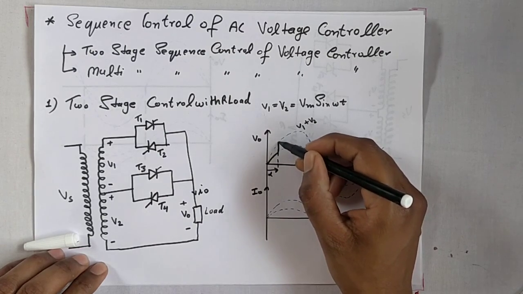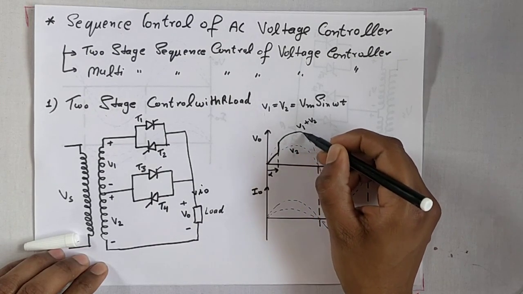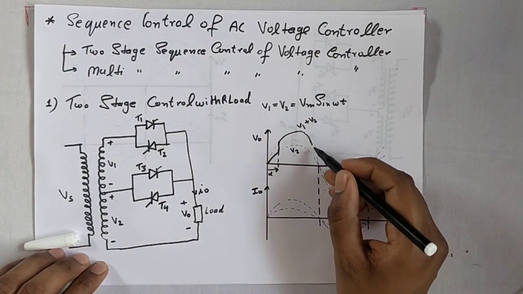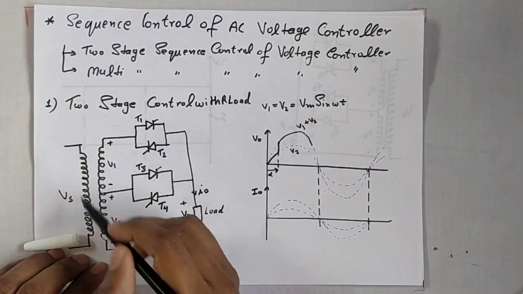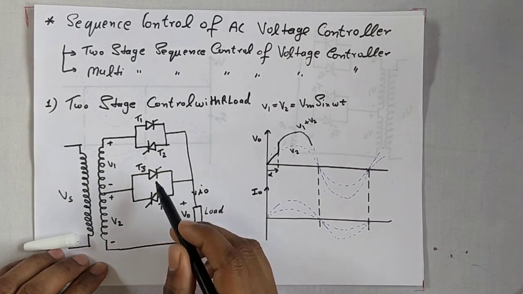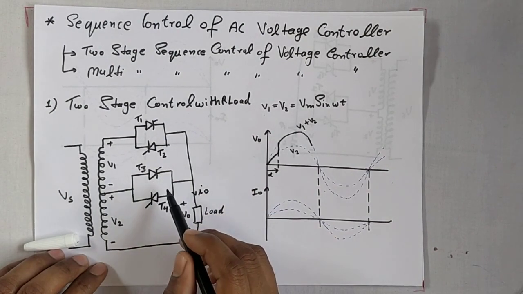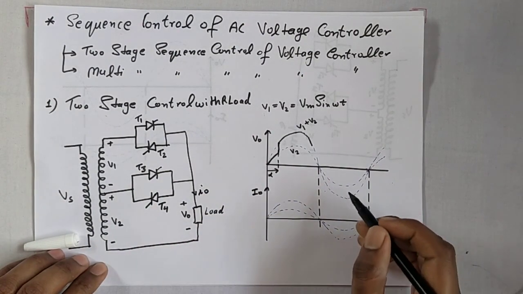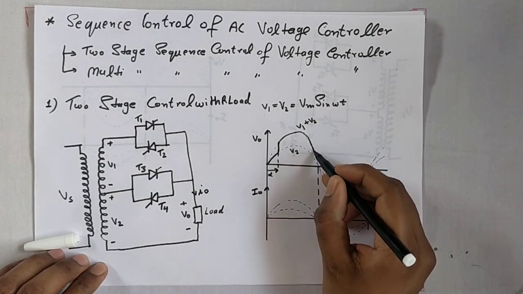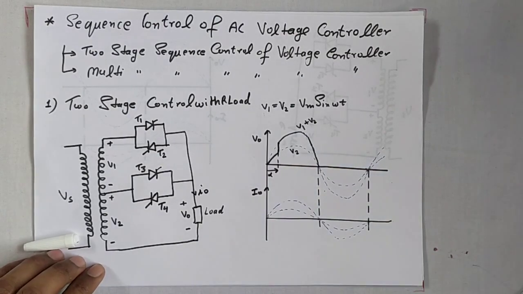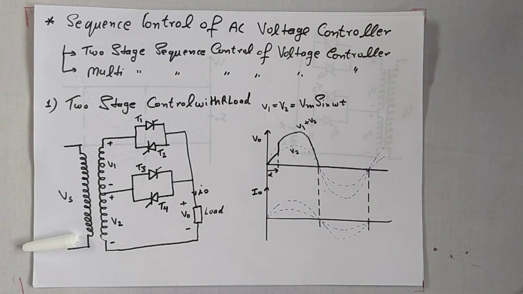It suddenly changes like this. Once you trigger T1 in the positive cycle, we cannot come back to T3. Okay. This one is the output voltage waveform for the positive cycle.